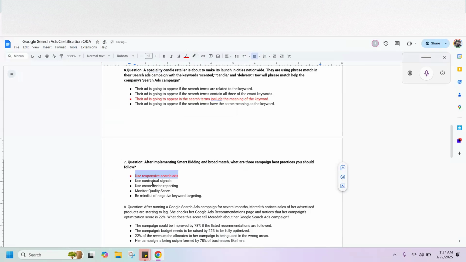Next, the last two. What does negative keyword targeting mean? Negative keyword means the keyword you put, like how to make.